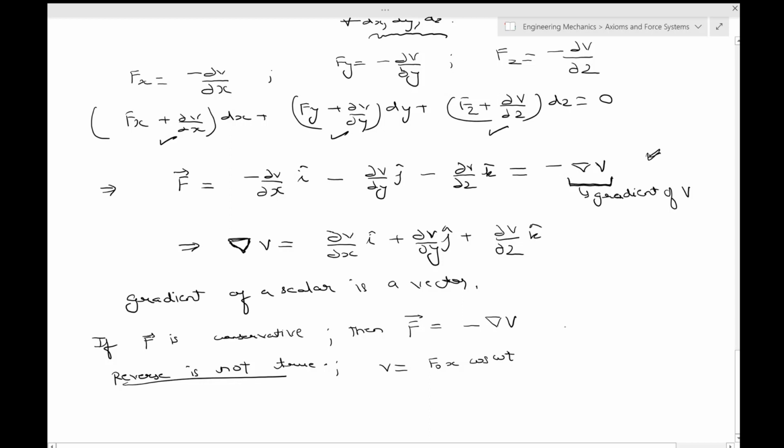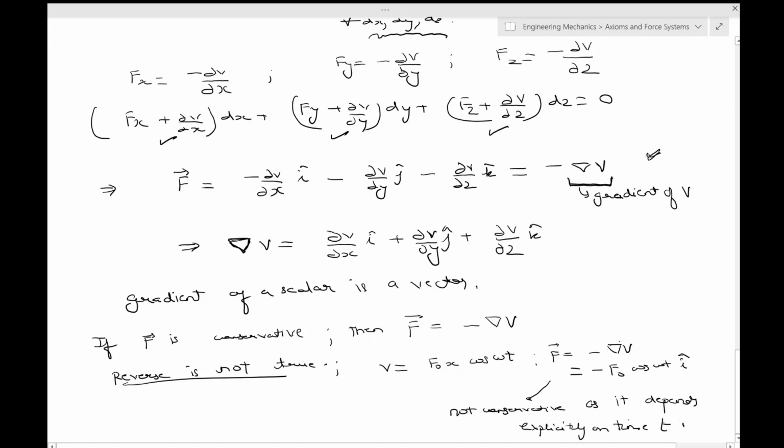But we have some V which is a scalar quantity, and now the F of it will be minus of gradient of V. This gives minus of F naught cos omega t i hat. So this is not conservative, as it depends explicitly on time. And remember, we had earlier said that a conservative force acts on the same material point of the body and does not depend explicitly on velocity and time. So we cannot have this as a conservative force. So the reverse is not true for this case.